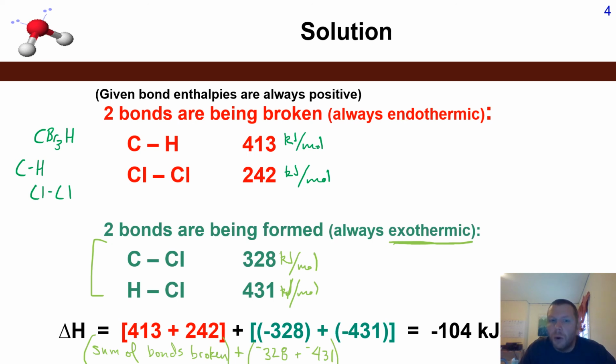So when we put all of that together, the sum of 413 and 242 is 655, plus negative 328 plus negative 431. That gives us a grand total of negative 104 kilojoules per mole. Just so we can look at that number all together, that's 655 plus negative 759.